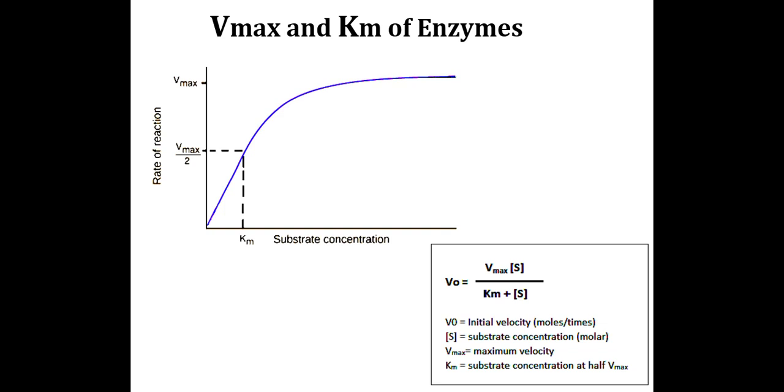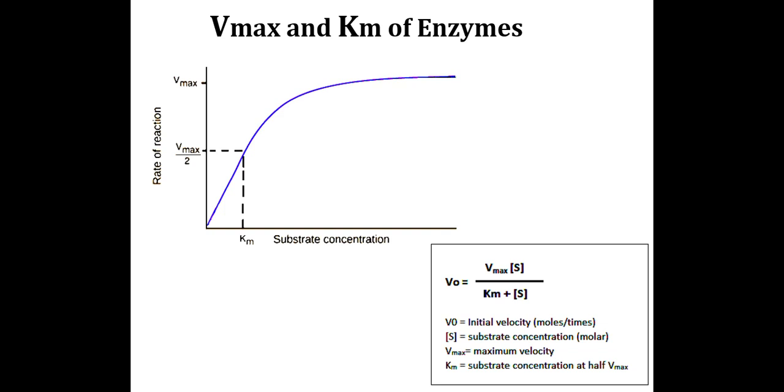See here, all enzyme molecules are utilized for formation of the enzyme-substrate complex, due to which there is no further increase in the rate of reaction. At this stage, the equation for the velocity curve is V0, that is initial velocity, equals Vmax times substrate concentration divided by Km plus substrate concentration. So what is the Km?